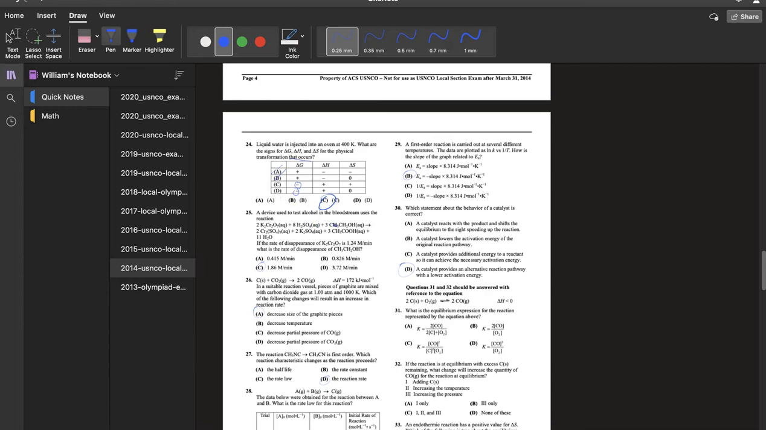A device used to test alcohol uses this reaction. Okay, so this has absolutely nothing to do with the rate law. If something disappears at a rate, it's only determined by its coefficient. And something else disappearing or appearing at a different rate is also just determined by the coefficient. So the coefficient on potassium dichromate is 2. The coefficient on, what is that, ethanol is 3. So you're essentially going to multiply this given value by 1.5. So that'd be 0.62, 1.6, or 1.86. So that's why you get C.